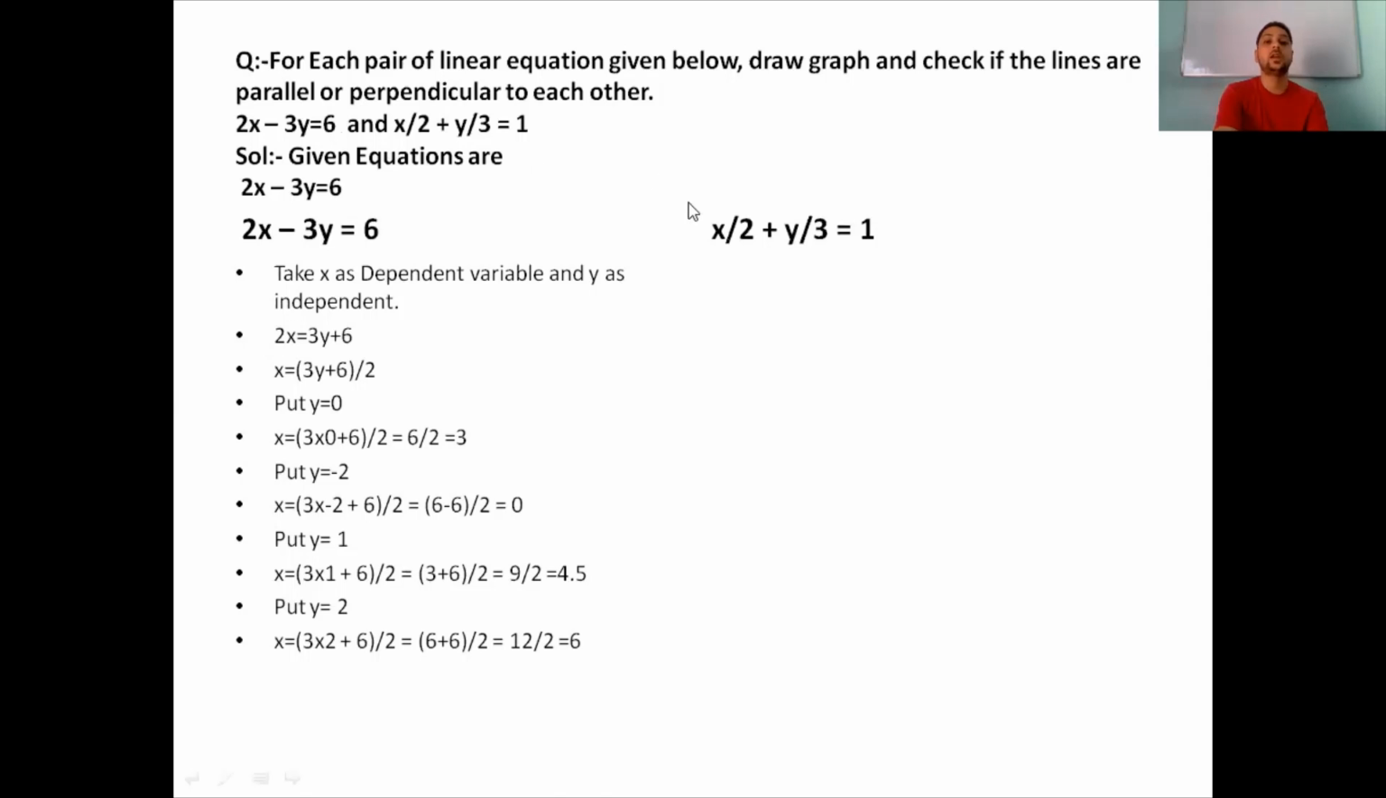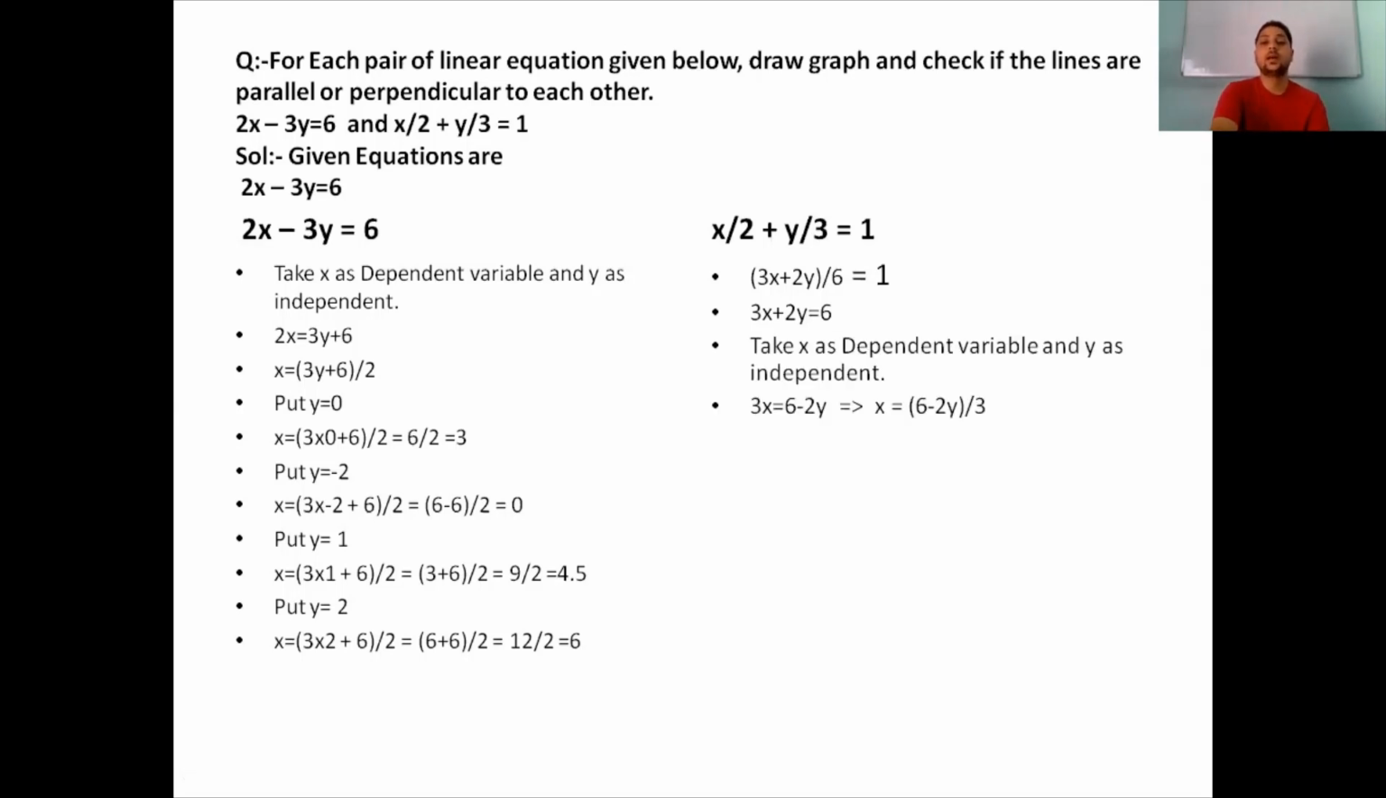Similarly we have the next equation here, x over 2 plus y over 3 is equal to 1. So first we take the LCM here, and when we have the LCM it will be (3x plus 2y) upon 6. Take 6 on the other side. So this particular equation can be represented as 3x plus 2y is equal to 6. Now again we will take x as a dependent variable and y as an independent variable. So substitute the value of y and find the value of x here. Understand?